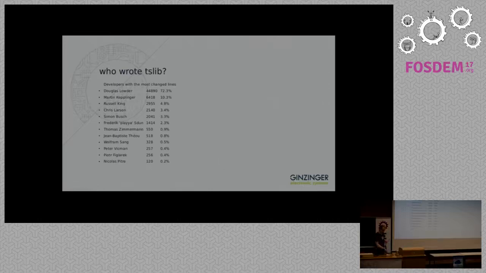And basically, after his initial commit, Douglas Lauder took over. Chris Larson, I think now, does anybody know if Chris Larson is here at FOSDEM? I was wondering, but I didn't see him. All right. He was maintaining the project before I took over. He did a really good job. The project is in a really good state. And that's basically the overview of tslib.